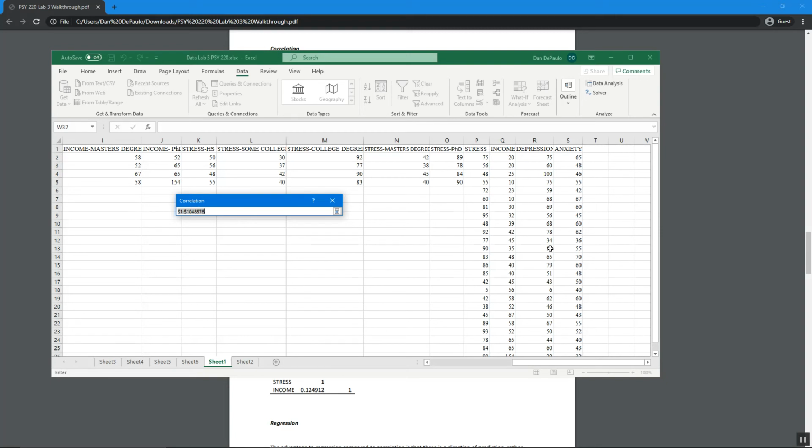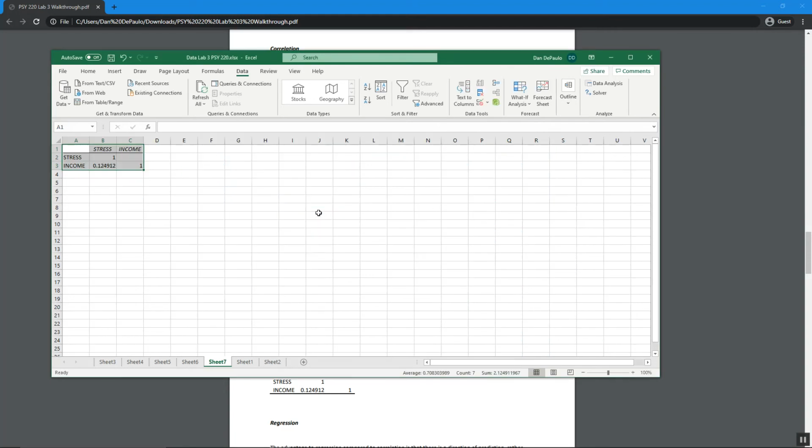So we're going to look at stress and income. Select stress, drag across to income, make sure they're next to each other. If they're not next to each other, you could just copy and paste the column so they're next to each other. So it's very easy just to move it by copy paste. Make sure labels is checked off. Hit OK. And there's our correlation between stress and income.